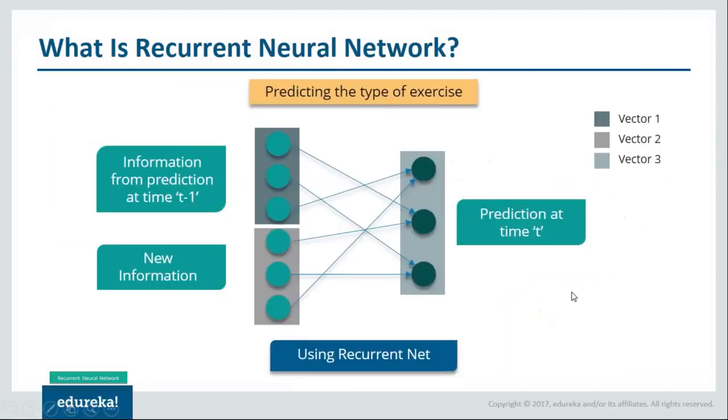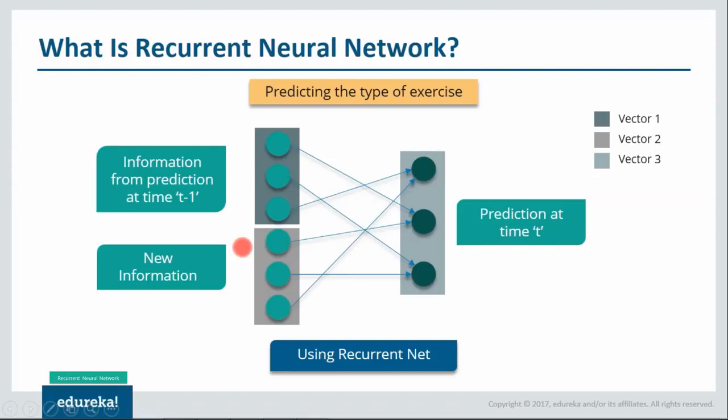Now what I'll do, I'll convert these things into a vector. Now what is a vector? A vector is nothing but a list of numbers. So this is the new information, guys, along with the information from the prediction at the previous timestamp. We need both of these in order to get the prediction at time t.